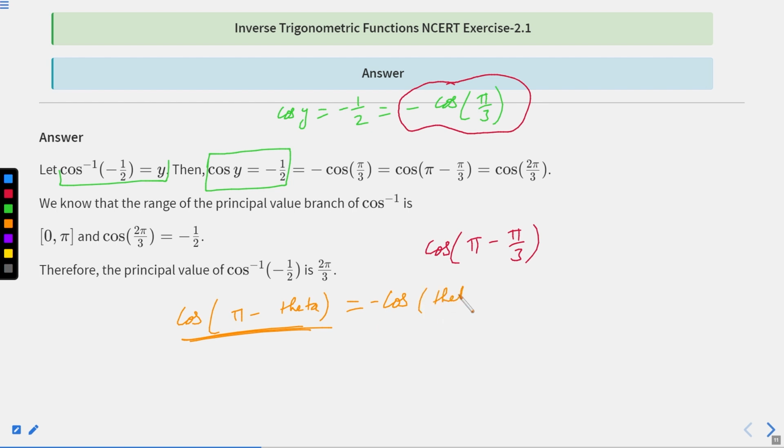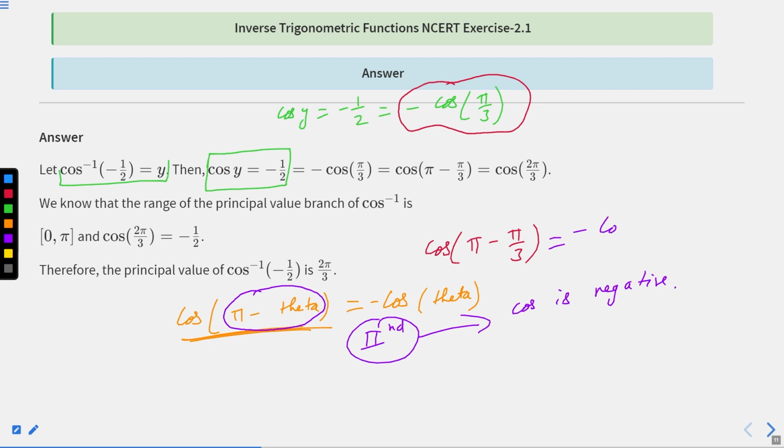Why? Because pi minus theta lies in which quadrant? The second quadrant, and in the second quadrant cos is negative. So cos pi minus pi by 3 equals minus of cos pi by 3. That's what is written over here.